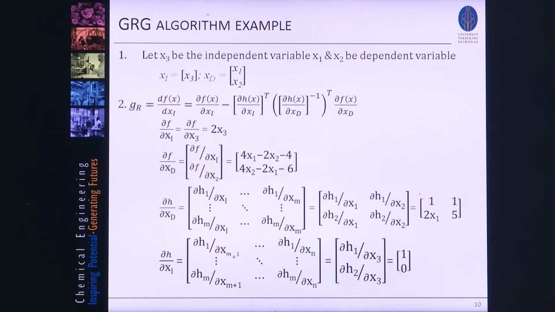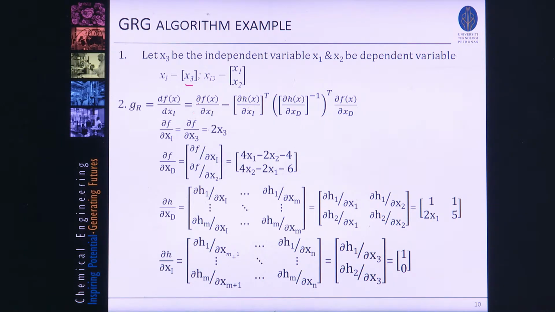And as I said, we have 1 degree of freedom, which means we have 1 independent variable. So assume that x3 is the independent variable. You can just assume a different x, and then x1 and x2 will be the dependent variables, and then we derive f with respect to x3, or xi independent.